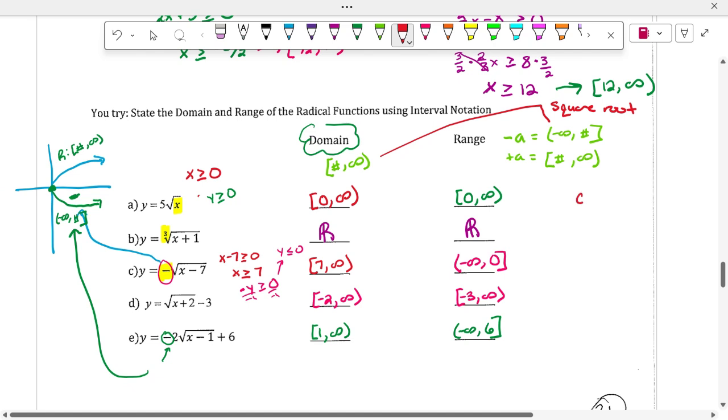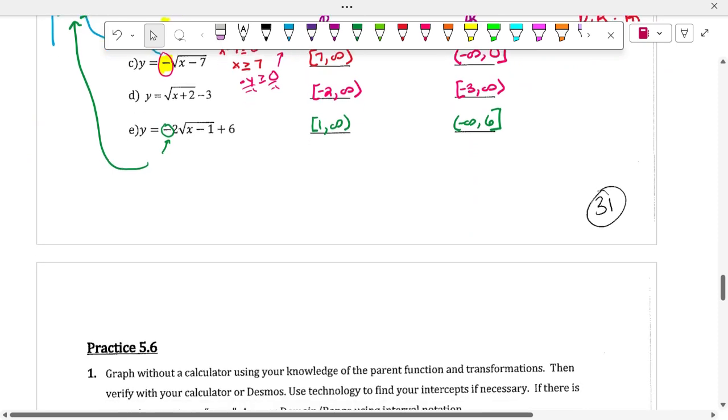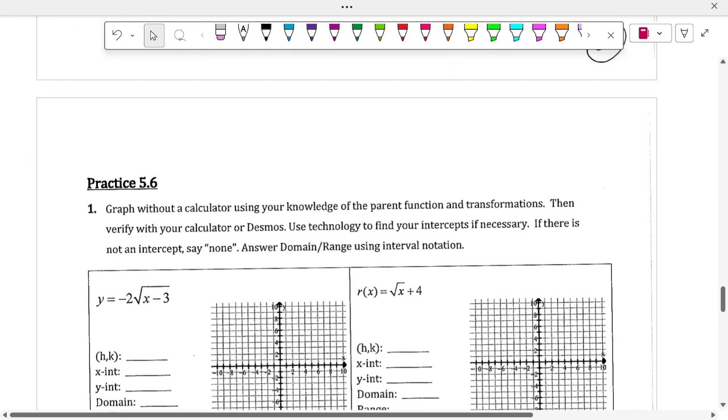Because a cube root is always what? For both. Cube root for both, it's always going to be all real numbers, no matter how you slice it. Because it's impossible to get an imaginary number with a cube root. Any questions on this? All right.